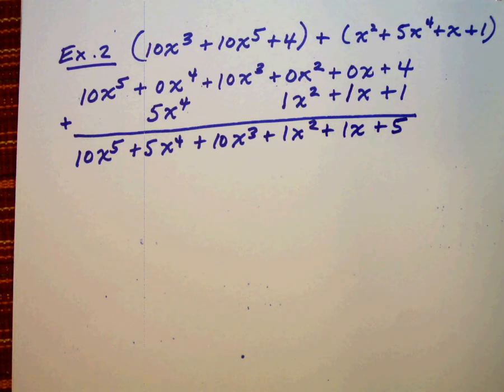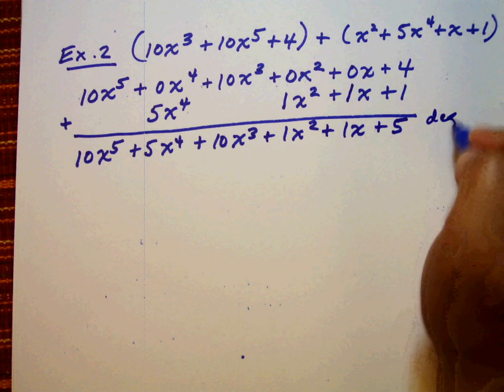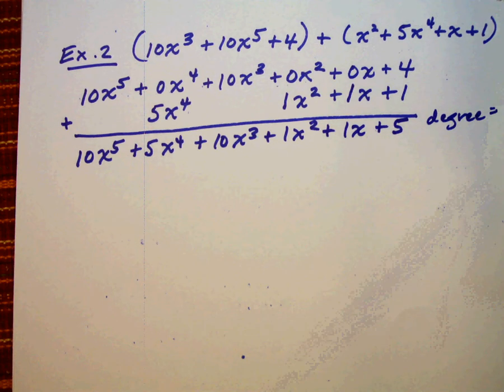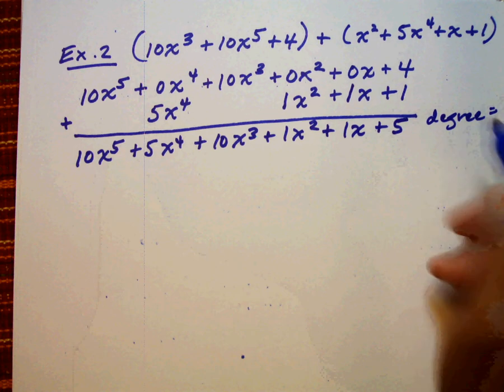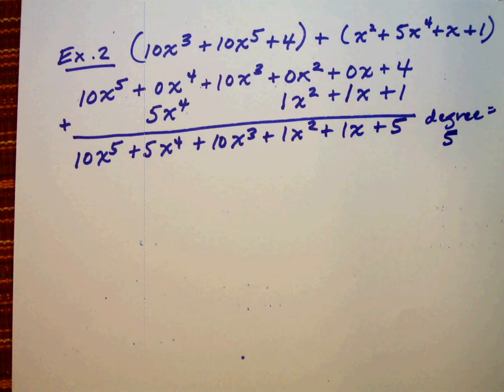Whew, that's a lot. So what is the degree of this polynomial? Well, the highest exponent in this case is 5. So the degree is 5 for this polynomial. So that's addition. Now here's an example problem that you need to look at. I'm going to put this underneath.